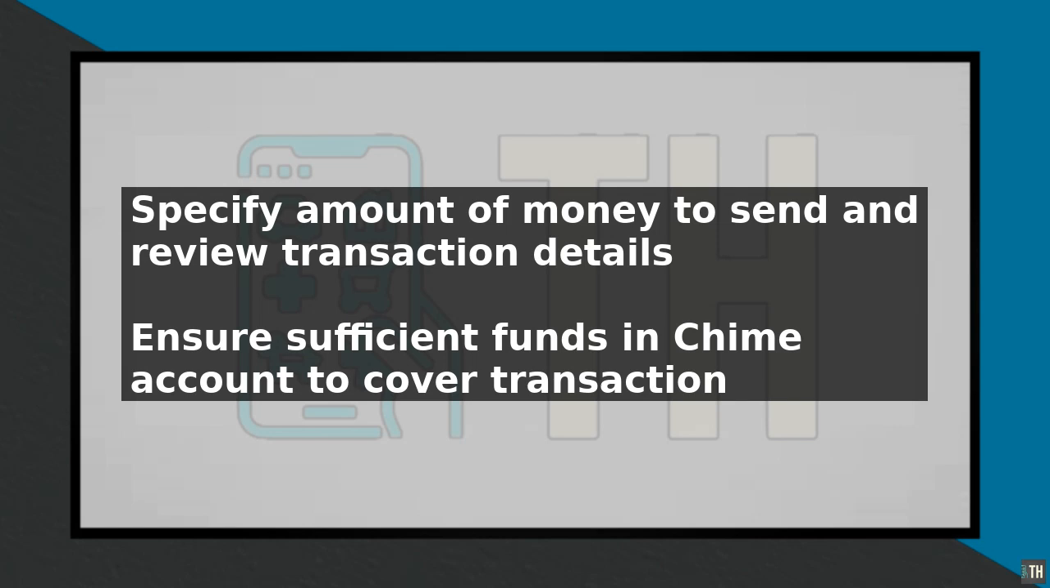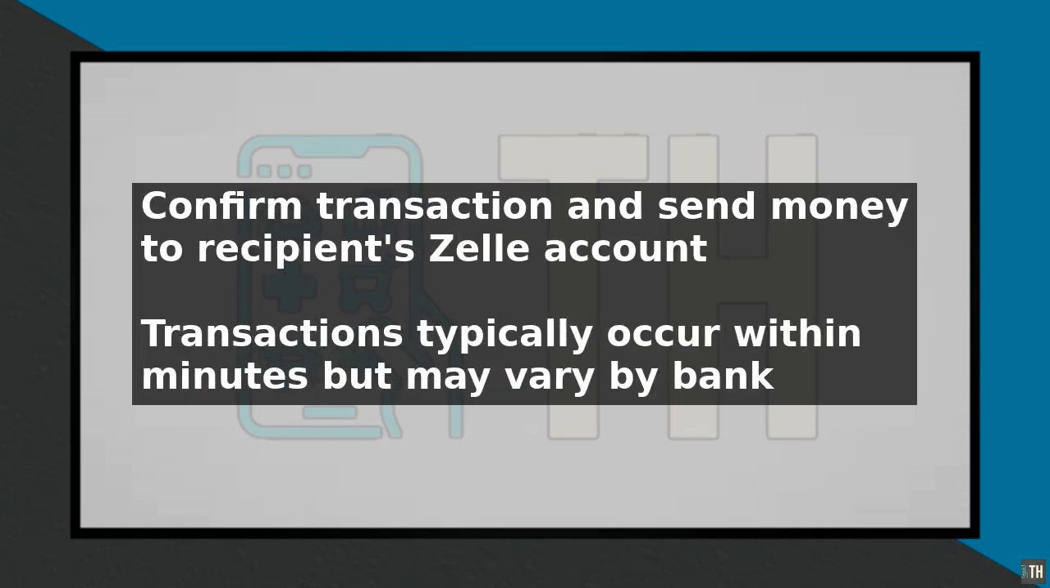The money will be sent to the recipient's Zelle account, and they will receive a notification once the funds are available. It is essential to note that Zelle transactions typically occur within minutes, but the exact processing time may vary depending on the recipient's bank. To get the most out of using Zelle with Chime, it is recommended that you only send money to people you know and trust, as transactions are typically irreversible.